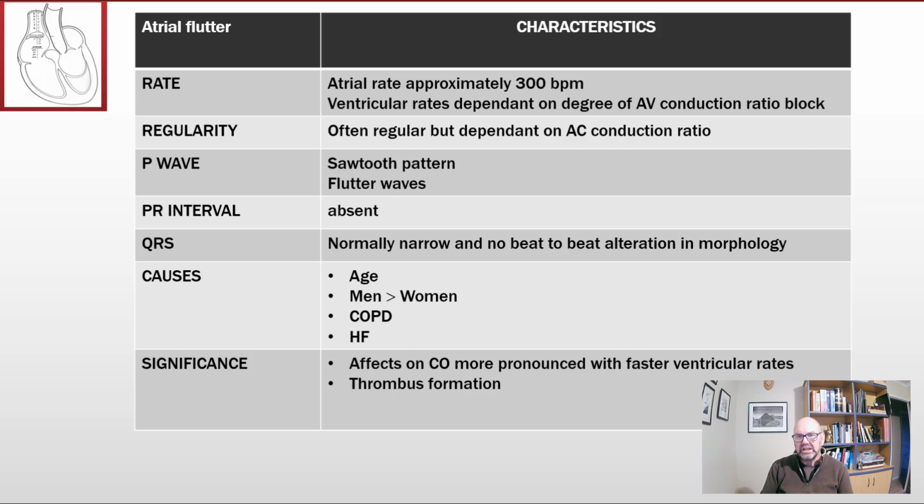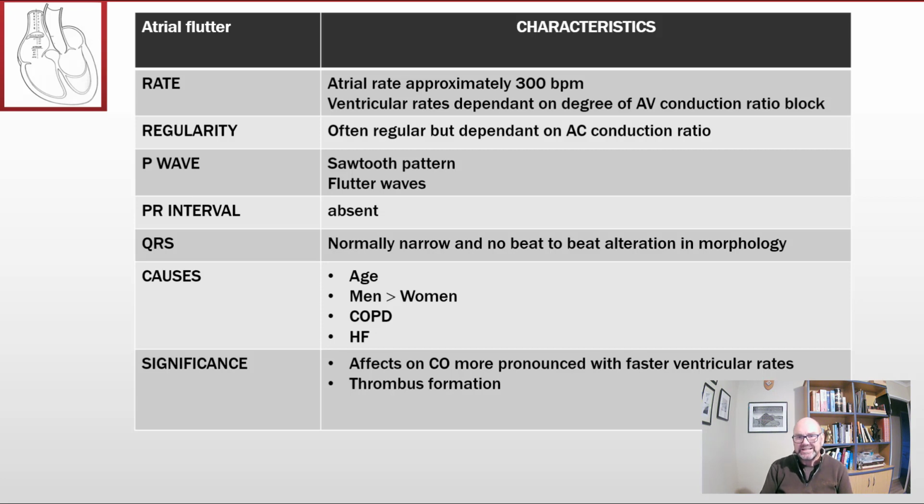The rhythm is often regular, but for some, the AV conduction ratio can be variable. As there are no P waves, there's going to be no PR interval to measure. The morphology of the QRS is not affected by atrial flutter, so we're not expecting to see any changes or variances there.